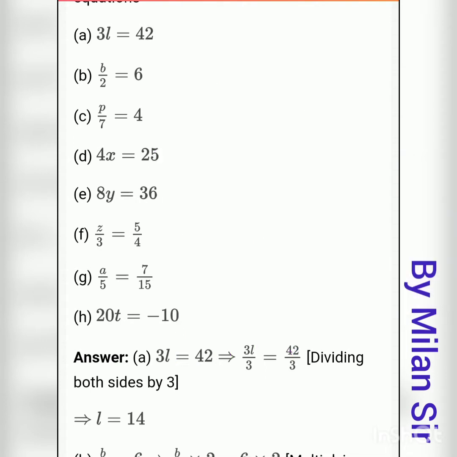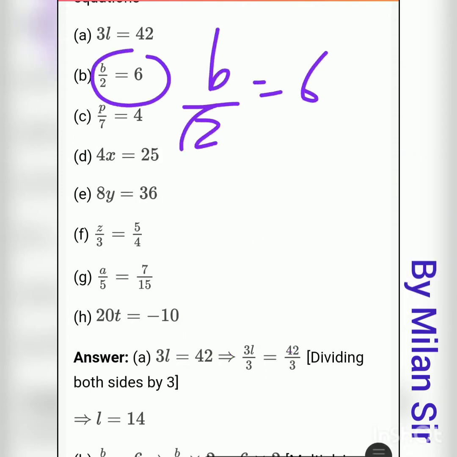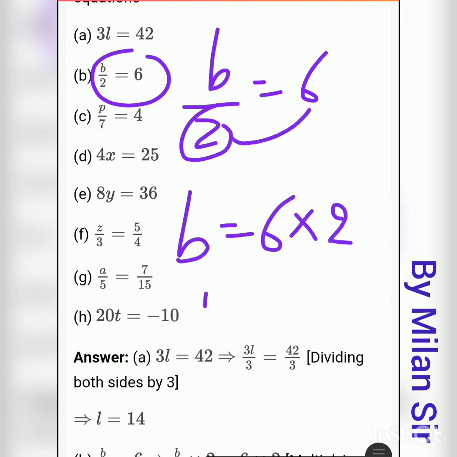Okay, again here b by 2 is equal to 6. If we transfer this 2 here, it goes to the numerator, otherwise in multiplication. So 6 times 2 is 12. This is the solution.